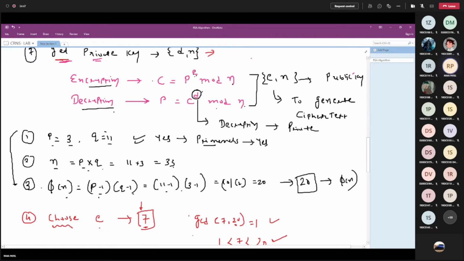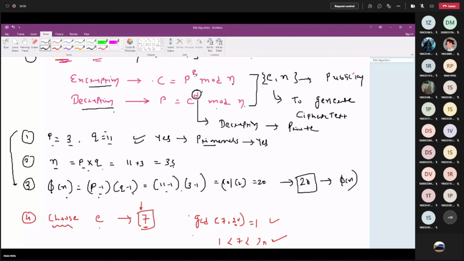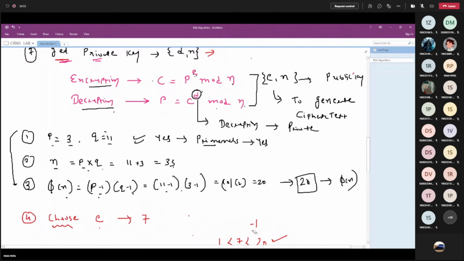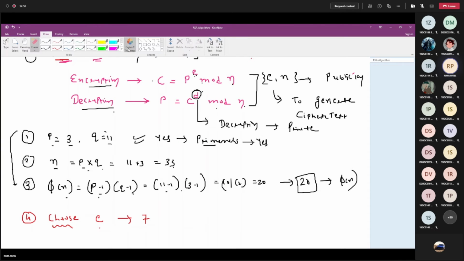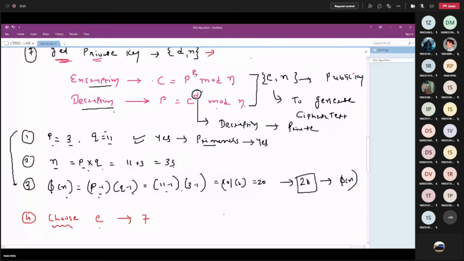Okay. Now choose the value of E. What were the conditions to choose the value of E? GCD of E and the Euler totient function should be 1, and E should be greater than 1 and less than the Euler totient function. So I am choosing, let's say, E equal to 7. You can choose 5 also, but then you need to check the condition. You can choose 11 also, but then you need to check the condition.